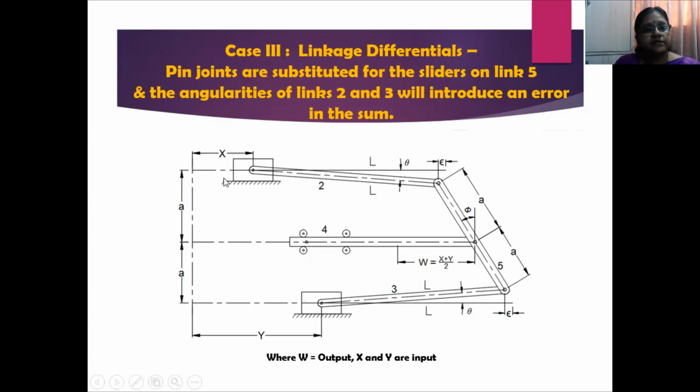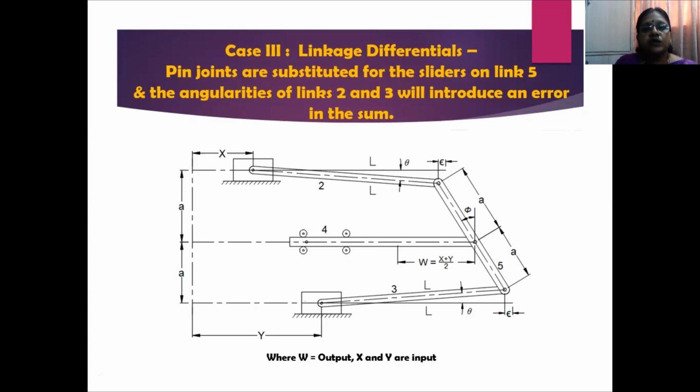Now the same exercise is done here, that is you give a differential displacement X here and Y here, and because of this differential movement, you can notice that link 4, whose alignment is ensured through these guide rollers, is made to push forward and moves to W is equal to (X plus Y) by 2. However, the problem in this particular mechanism is that an error of epsilon value will be introduced to the output value.